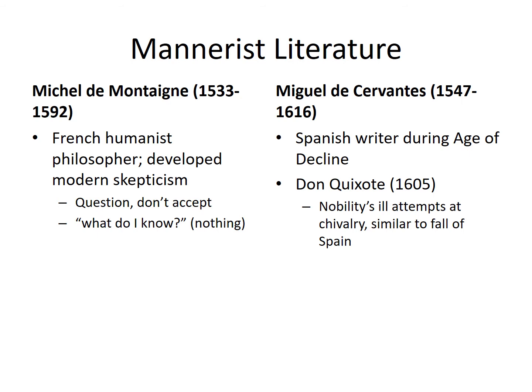Probably his most famous work is from 1605, Don Quixote, where he is showing the nobility's ill attempts at chivalry, showing the fall of the medieval mindset, if you will. And this is, of course, similar to the fall of Spain by that point.